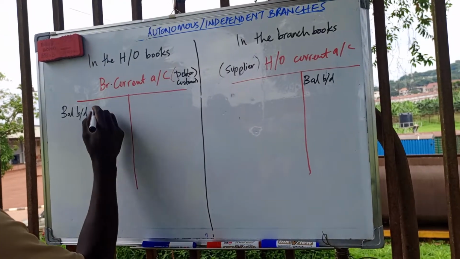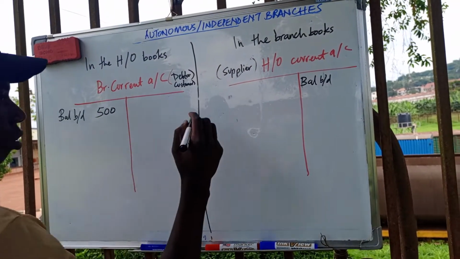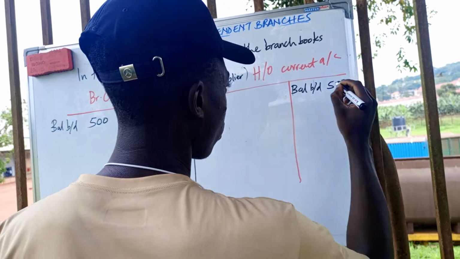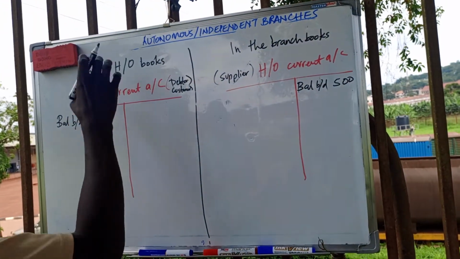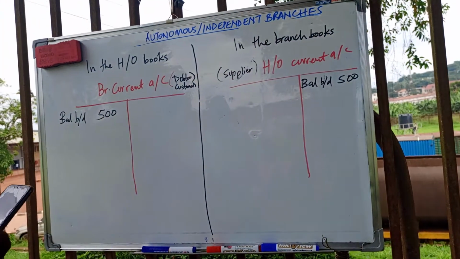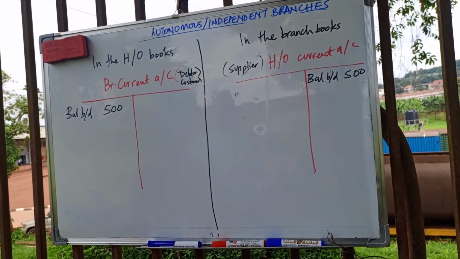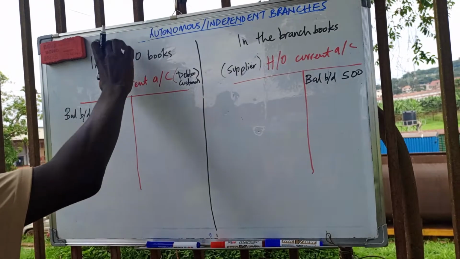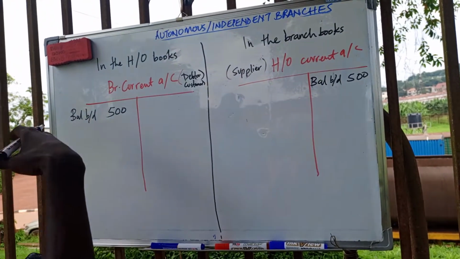Since they are similar, I just record 500 here, and this one I record 500 still. So this is the branch current account maintained by the head office, and this is the head office current account maintained by the branch. So I look at the transactions. Goods sent. I ask myself, who sends goods? It must be the head office sending goods.